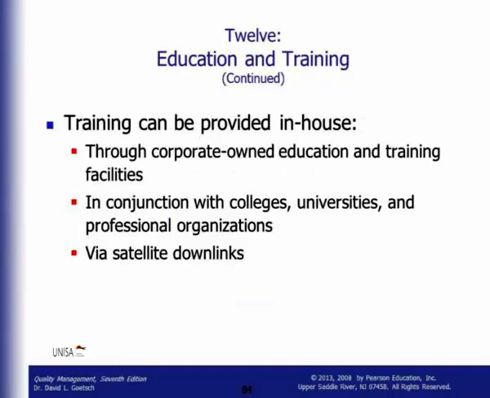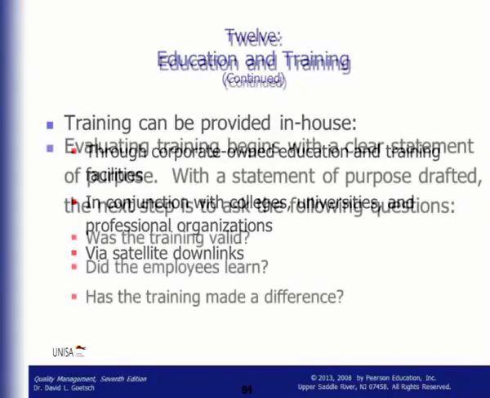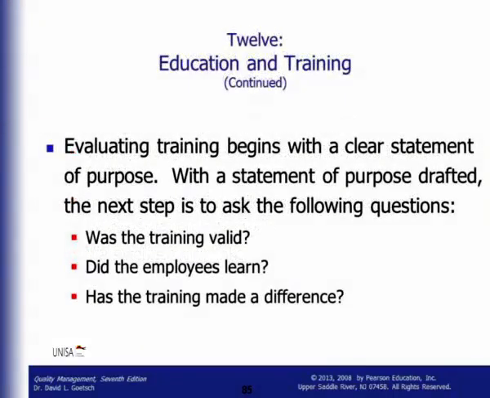Training can be provided in-house through corporate-owned education and training facilities in conjunction with colleges, universities, and professional organizations via satellite links. Evaluating training begins with a clear statement of purpose. With a statement of purpose drafted, the next step is to ask the following questions. Was the training valid? Did the employees learn? Has the training made a difference?